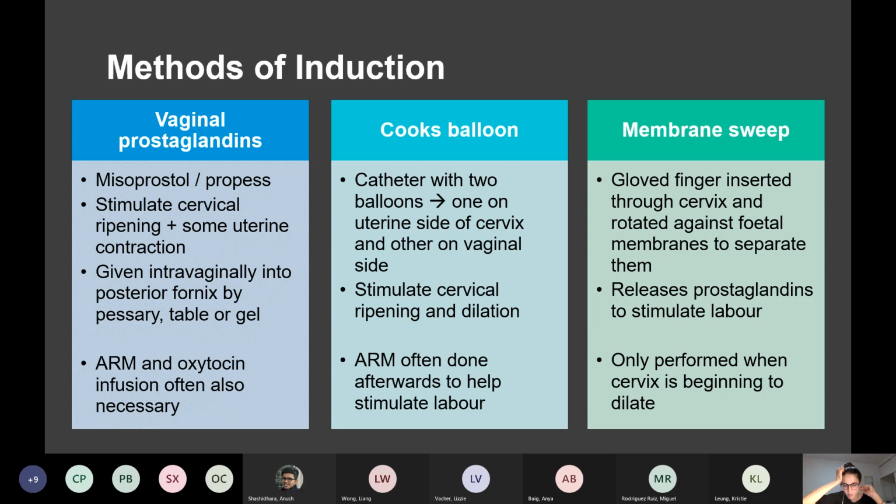And then after you've removed it, you often need artificial rupture of membranes to help start labour as well. So you would put the balloon in, it starts to ripen the cervix, then you'll rupture the membranes and hope that will get things going. If it doesn't, then you can also give an oxytocin infusion.